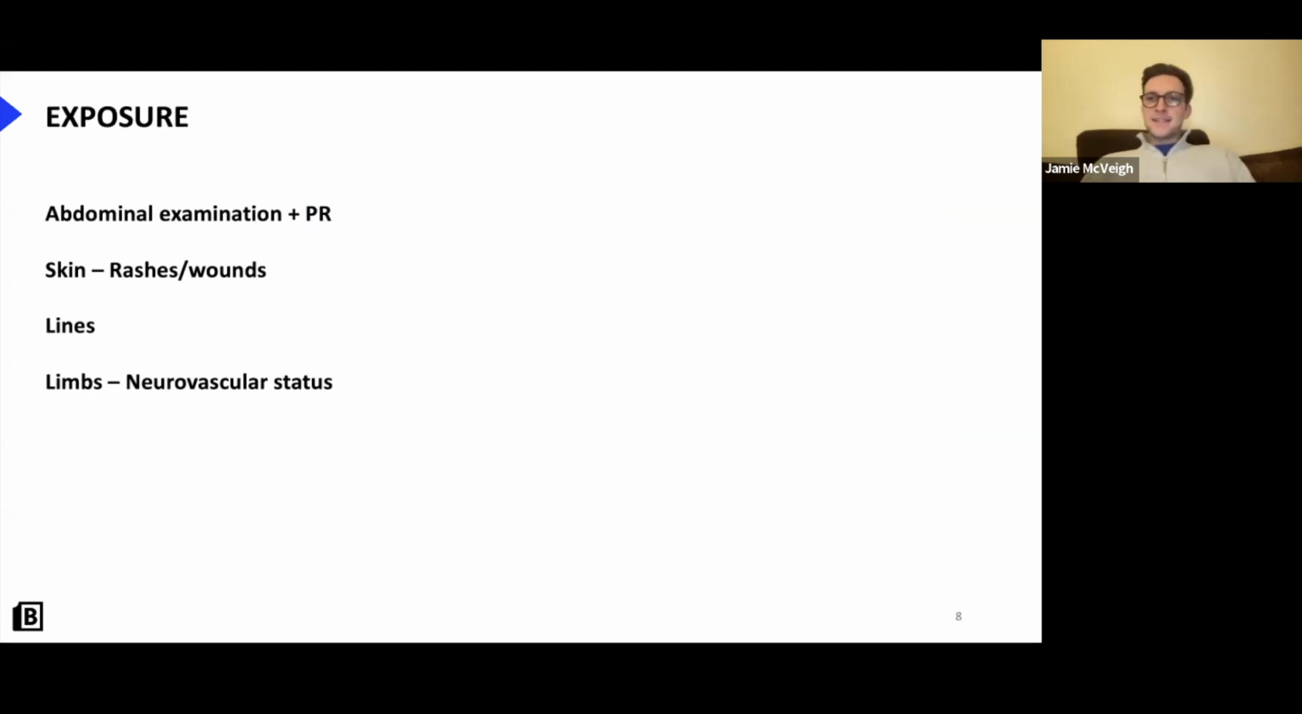Exposure, so cater this to what you think. So if you've got differentials in your head, you can use the exposure part to try and work out and get a bit more detail about what's going on. If you have no idea what's going on, that's absolutely fine. Just stick to quite a systematic approach, do an abdominal exam, look at their lines, see if there's any rashes or wounds, and check the neurovascular status as well. Okay.